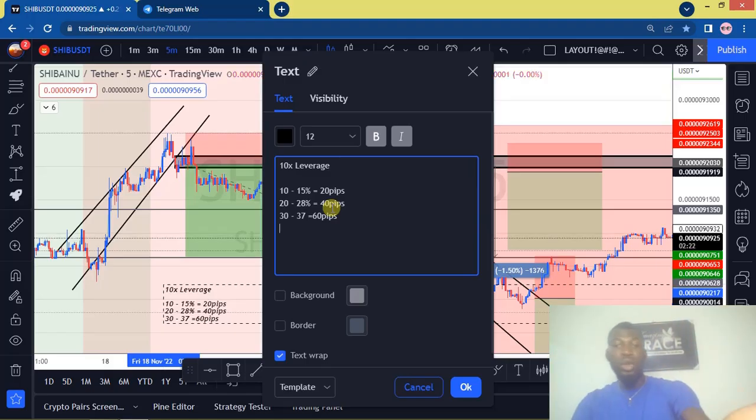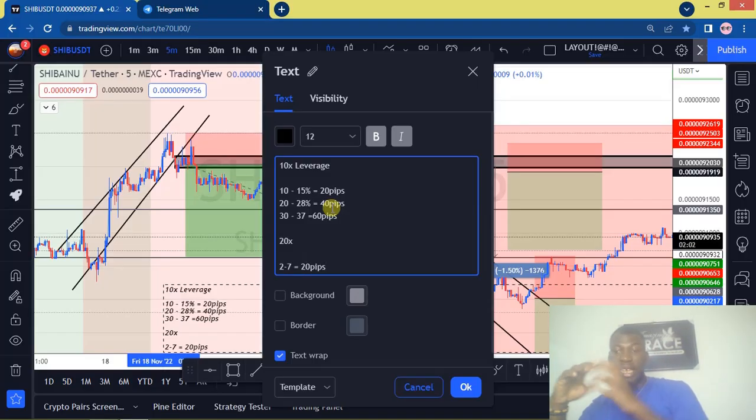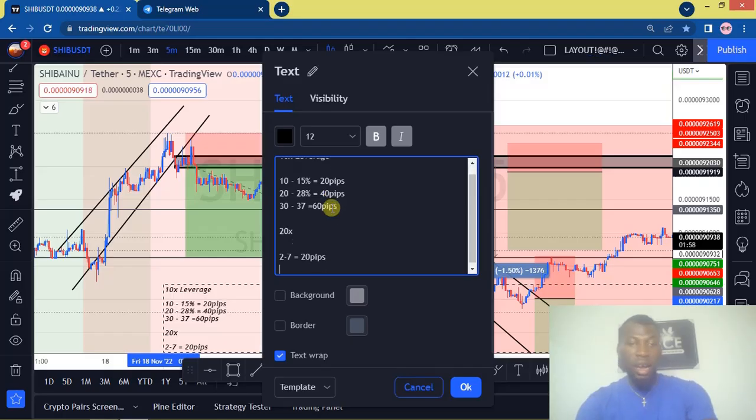If you're not using TradingView, or the long and short bar, or the price range bar, you can just use it based on this. 10x leverage is this way. Then 20x leverage, you have that 2 to 7%. 2 to 7% is 20 pips. The higher you go in leverage, the lesser the percentage in pips.